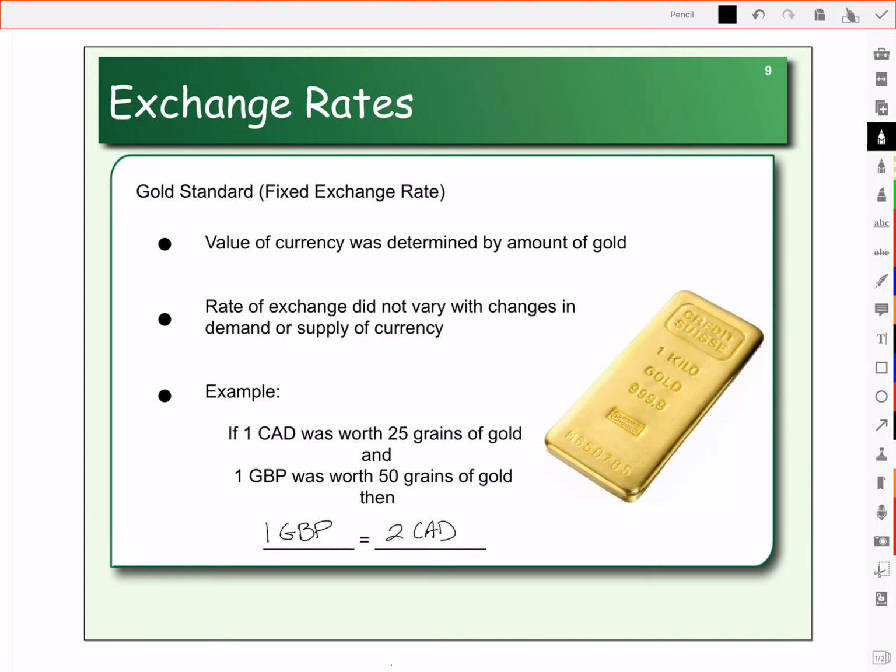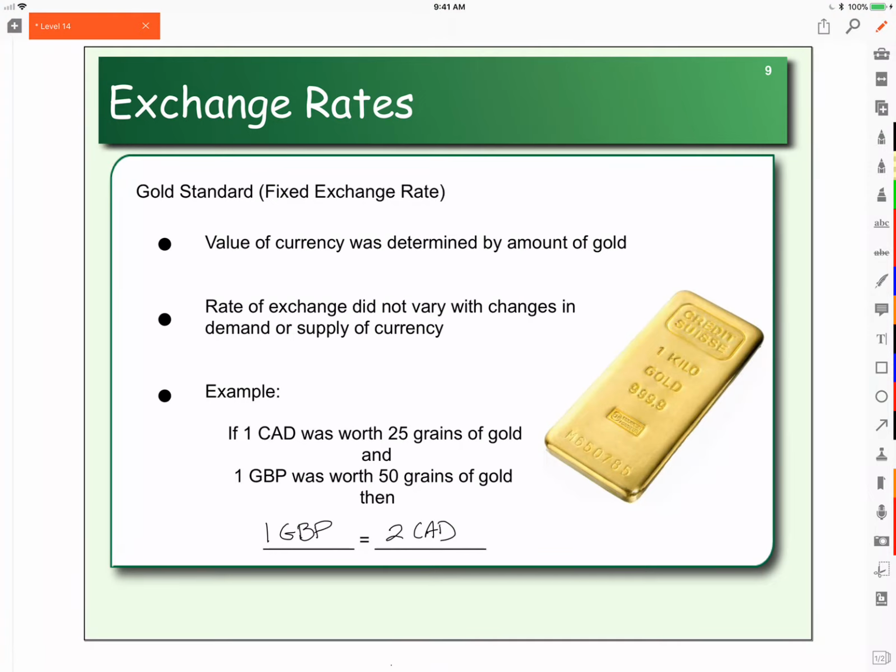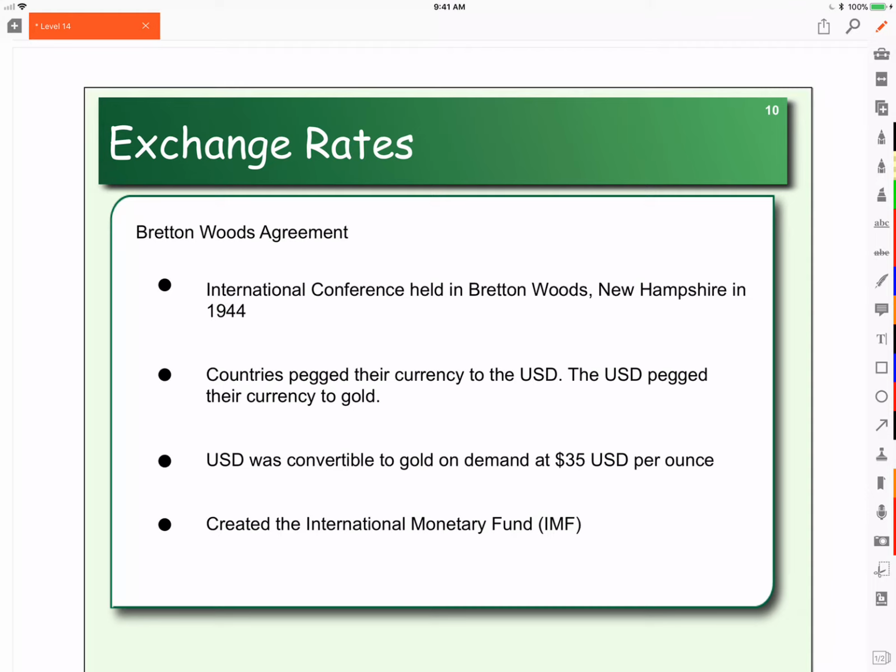So you could no longer use the gold standard for exchange rates because Canada and Britain were out of gold, and so were other countries. All of their gold was tied up in the US. So we couldn't use the gold standard anymore, which led us to the Bretton Woods Agreement. So there was an international conference in Bretton Woods, New Hampshire in 1944, and this was to discuss what do we do about exchange rates.